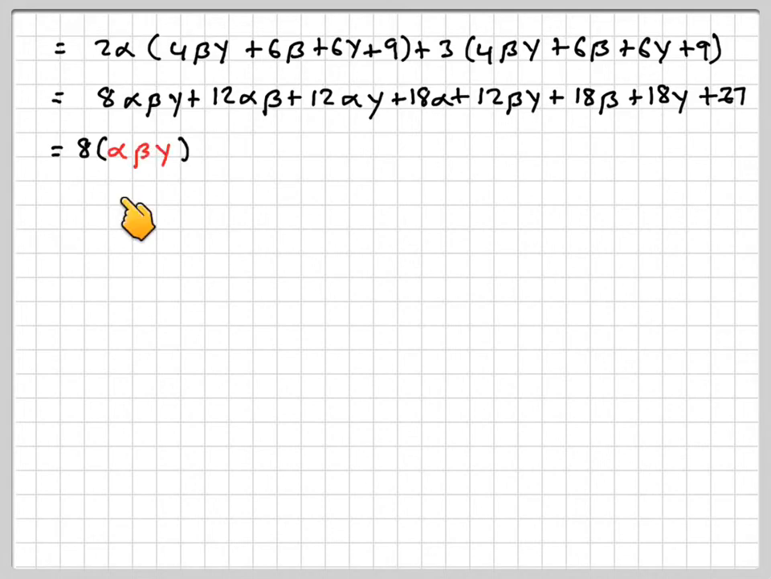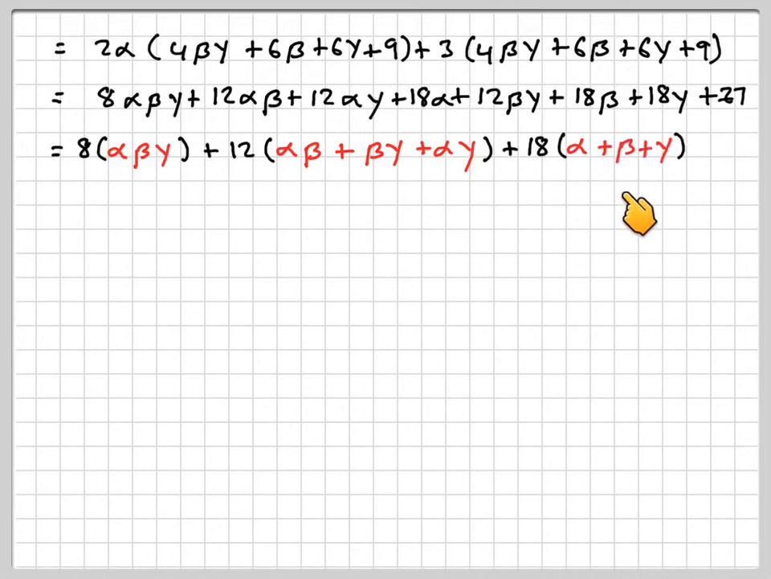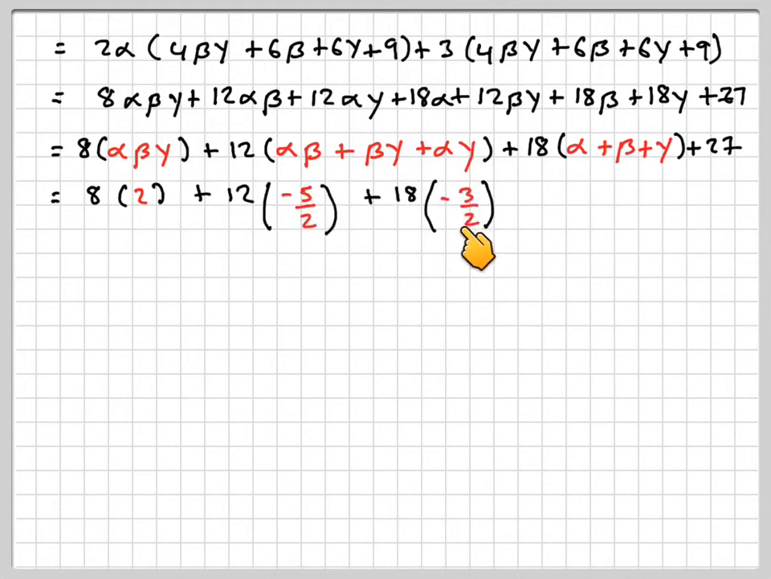So we've got 8 alpha beta gamma from there. And then we're going to have 12 of the pairs, alpha beta plus beta gamma plus alpha gamma. And then we're going to have 18 of the sum of the roots, 18 times alpha plus beta plus gamma, and don't forget the plus 27 on the end. Putting the numbers in, we go 8 times 2 plus 12 times minus 5 over 2 plus 18 times minus 3 over 2 plus 27. That gives an answer of minus 14.